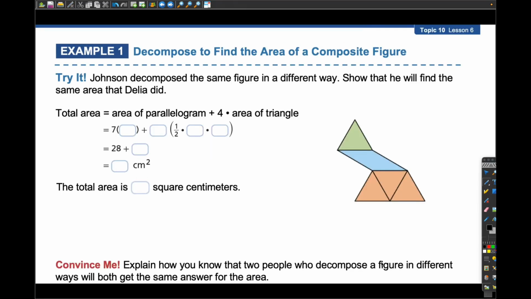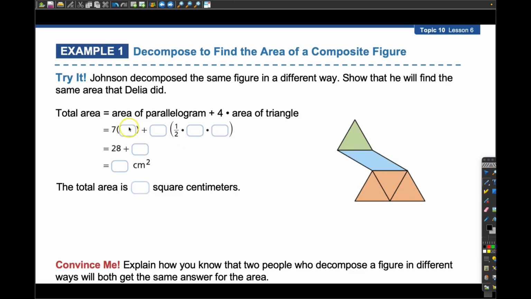Let's look at example 1. Try it right here. Johnson decomposed the same figure in a different way. Show that he will find the same area that Delia did. So we've got total area equaling area of parallelogram plus 4 times the area of a triangle. So what Johnson did, instead of doing a trapezoid down here, he did 3 more triangles, and they're all the same size as this one.